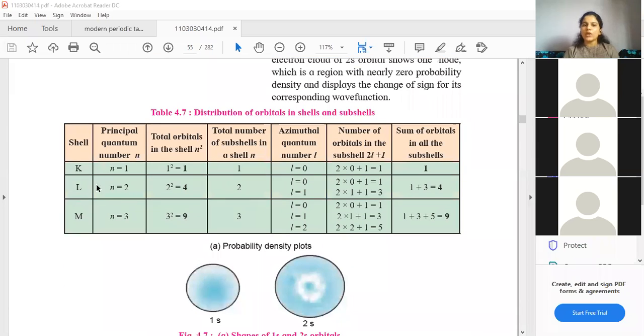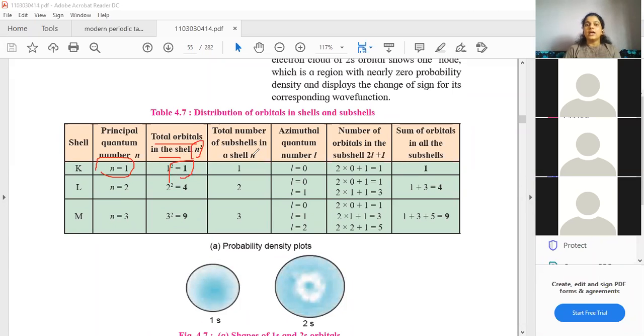Before that, you can see this table over here. This table is summarizing everything we have seen till now. So for K, the value of n is 1. N square gives me the total orbitals, that is how many orbitals. Orbitals means also the sections inside the subshell. So it is determined by n square. So the first one is 1.